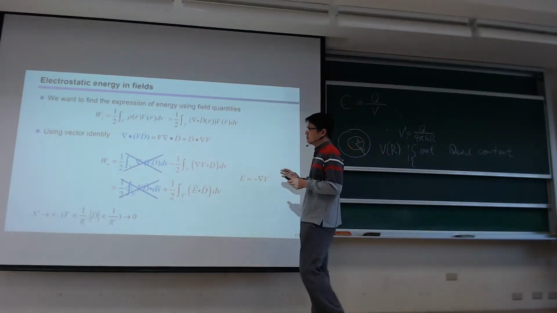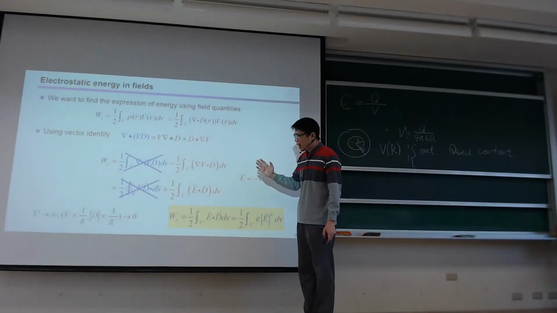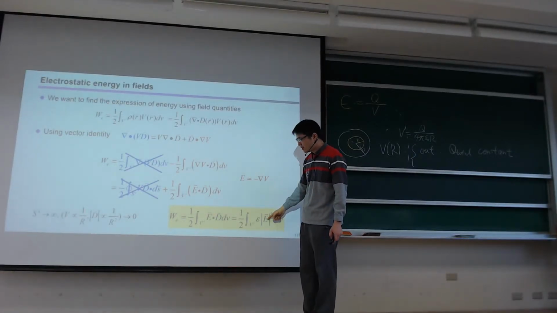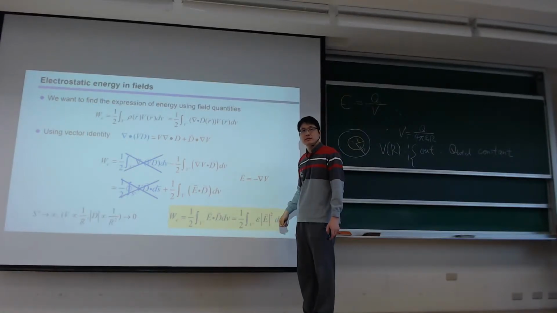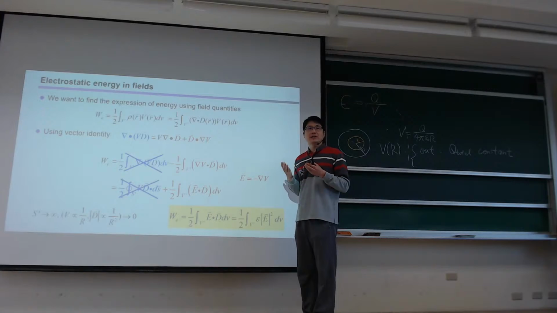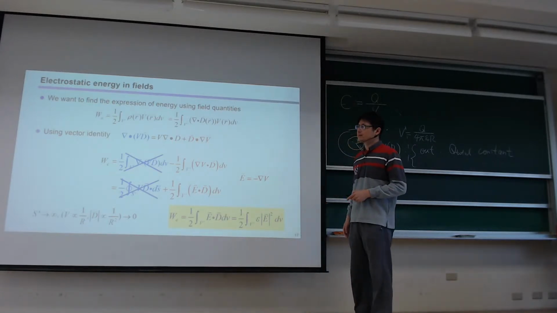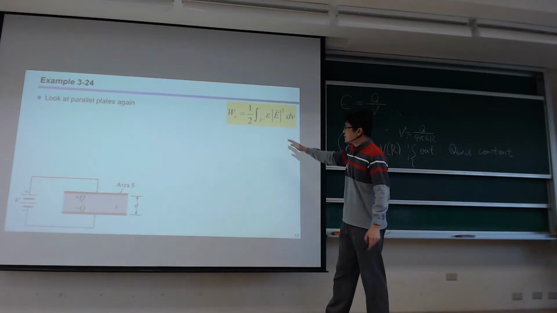So this is telling you that if we have the proper expression for the field, we can also calculate the resulting electric energy in that part of space. Okay? So let's try to use it.